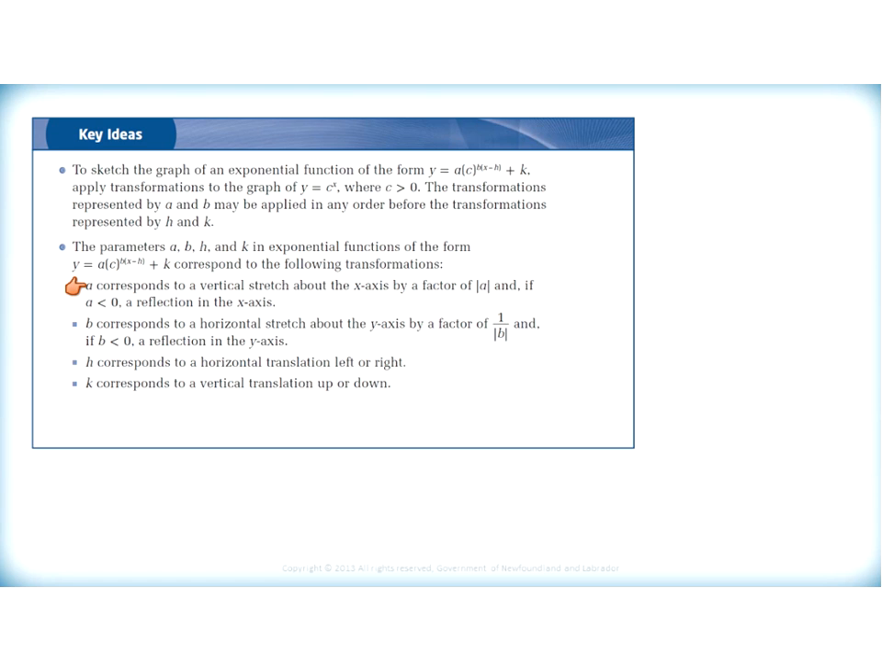a is the vertical stretch. If a is less than 0, there's a reflection in the x-axis. b corresponds to the horizontal stretch, and it represents a horizontal stretch of 1 over b. And if b is less than 0, we get a reflection in the y-axis. And h, again, represents a horizontal translation to the left or right, depending on whether h is positive or not. And k represents a vertical translation up or down. If k is positive, it's up. If k is negative, it's down. And that ends this particular lesson on transformations of exponential functions.